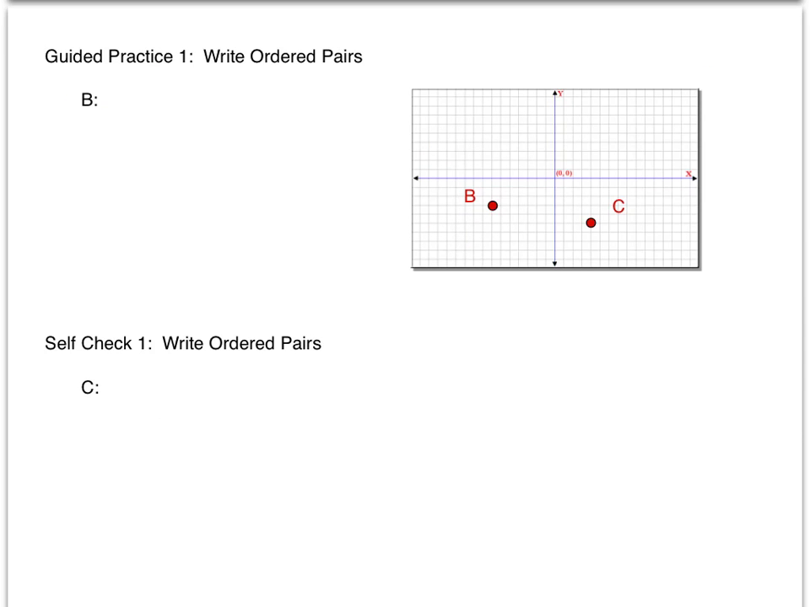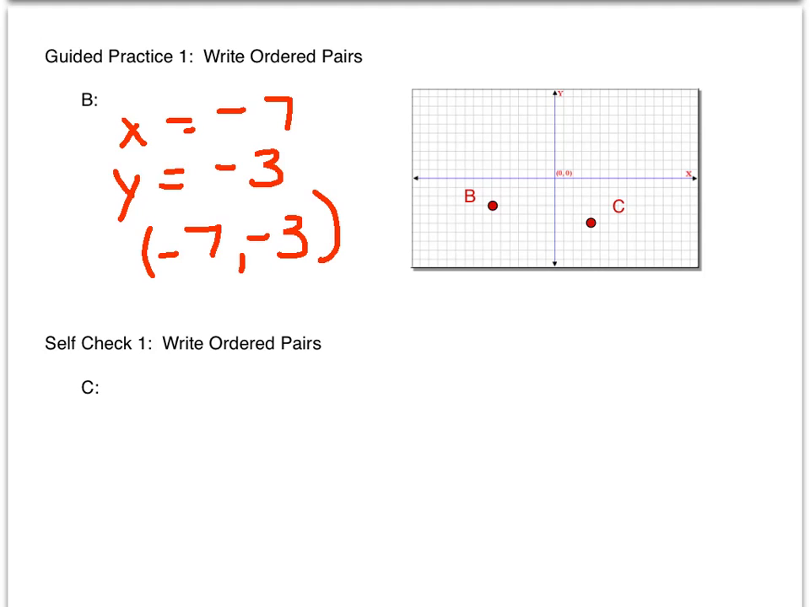In guided practice 1, we're going to write ordered pairs. First, we're going to look at point B, and we're going to count over from the origin 1, 2, 3, 4, 5, 6, 7. So from the origin, we go left 7, so the x-coordinate is -7. And then we're going to go down 1, 2, 3, so the y-coordinate is -3. And so our ordered pair is (-7, -3). And we find that in the third quadrant, which we'll talk about in a minute.